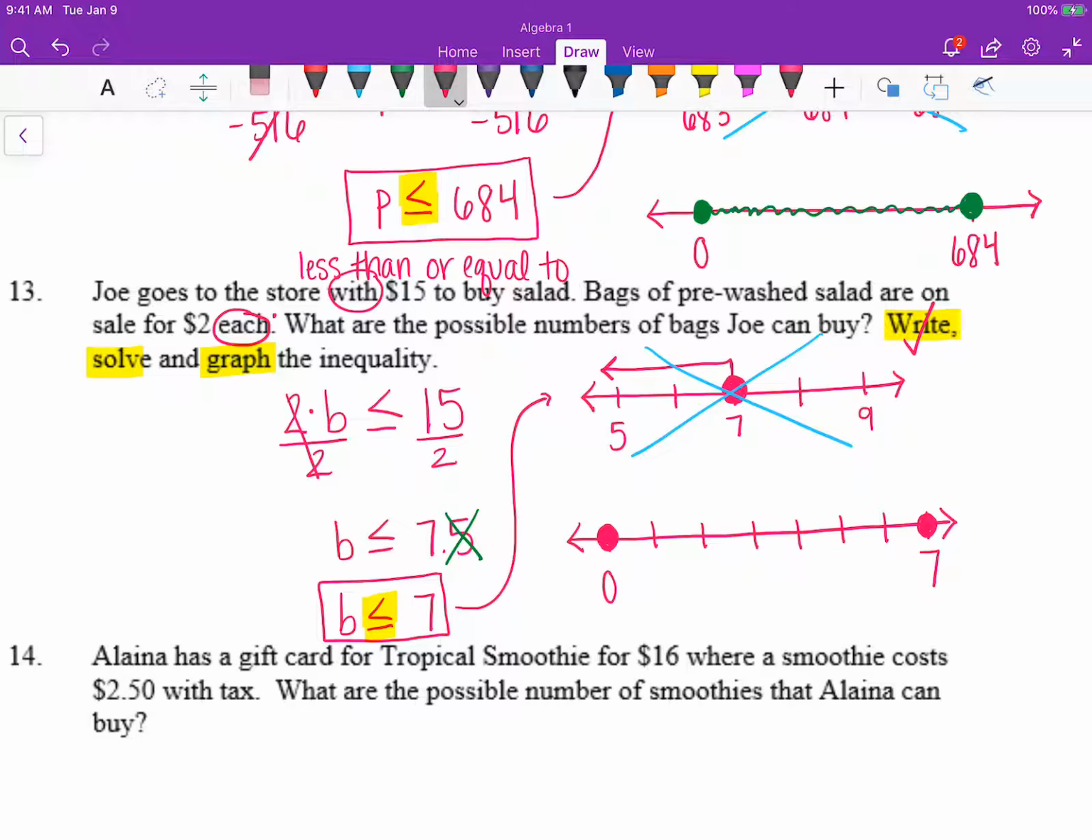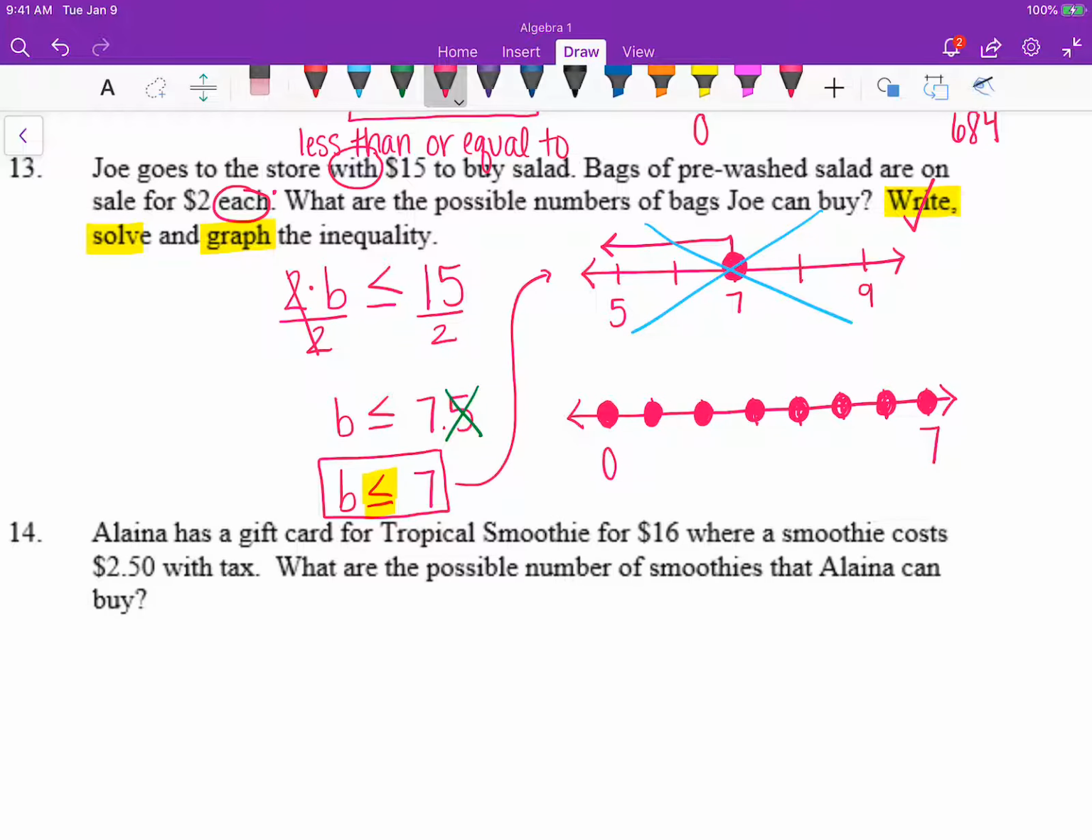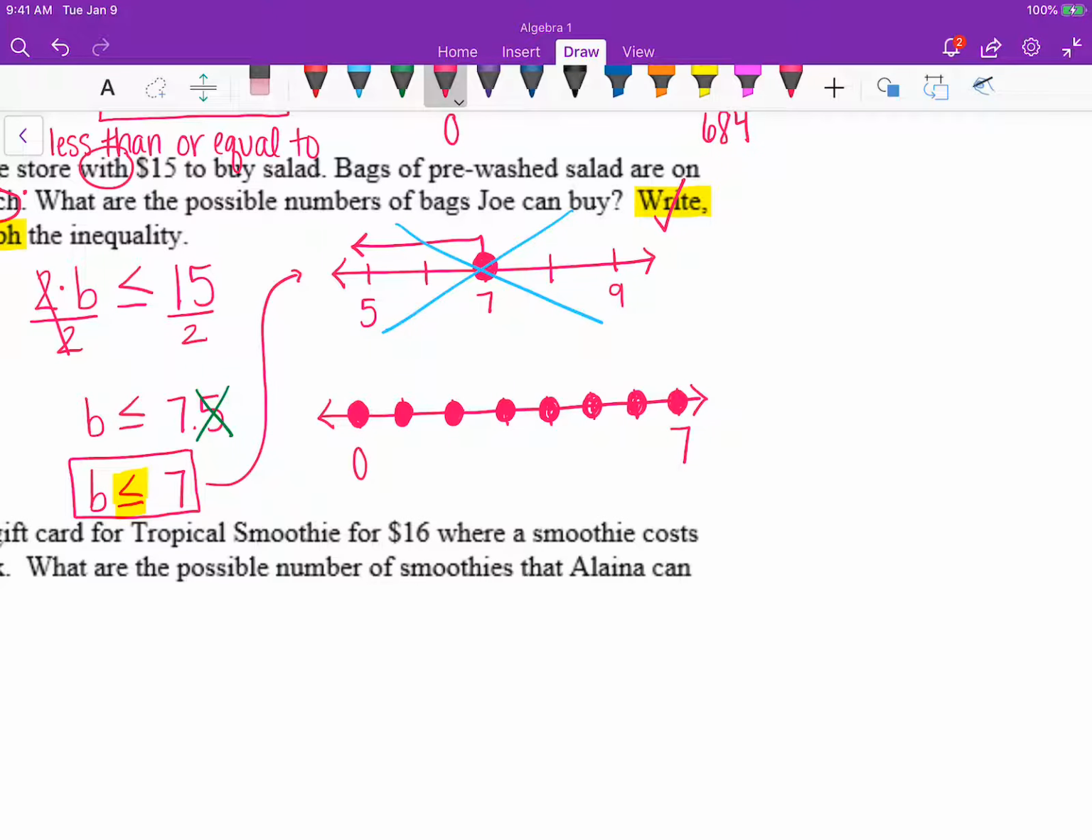So the way that you show that on a number line is that I can buy 0 bags, or 1 bag, or 2, 3, 4, 5, 6, and we already have our dot at 7. We can buy any one of those, but we just can't buy all the in-between stuff. So we make our number line look like a bunch of dots because decimals aren't logical here.